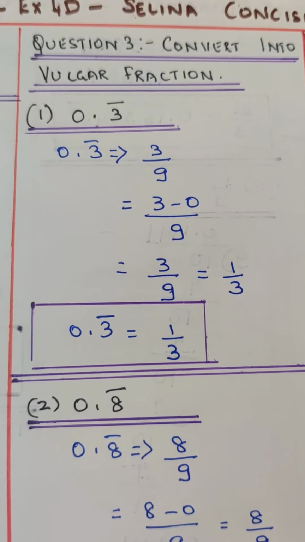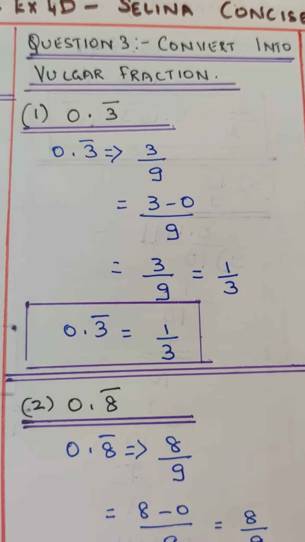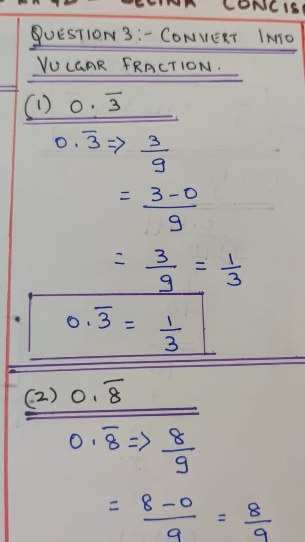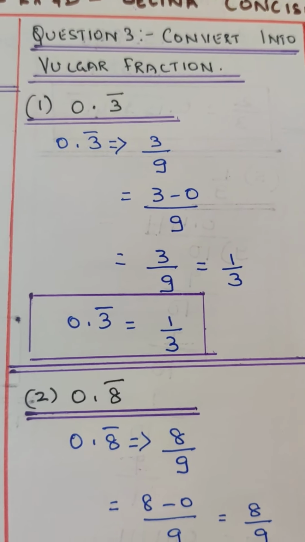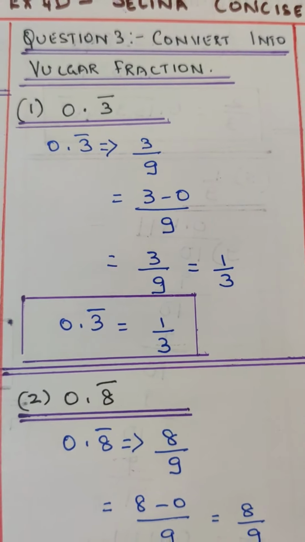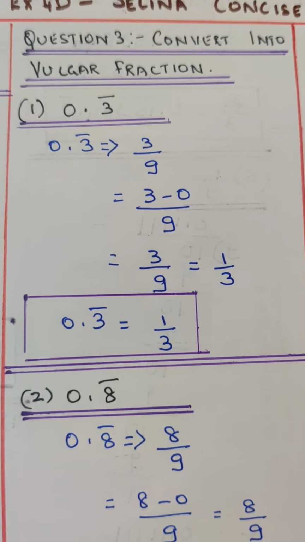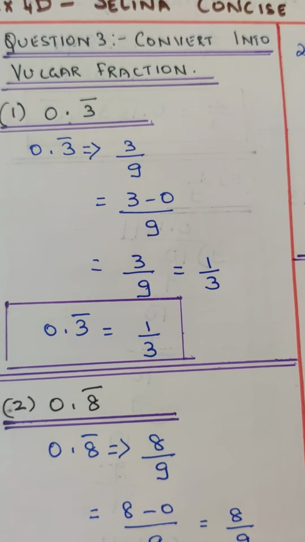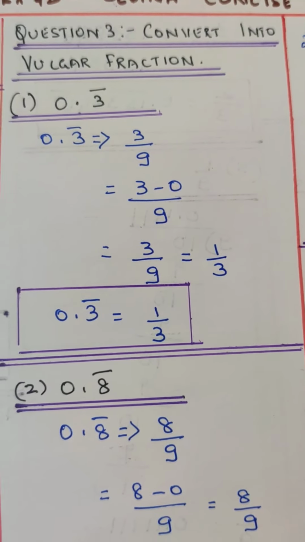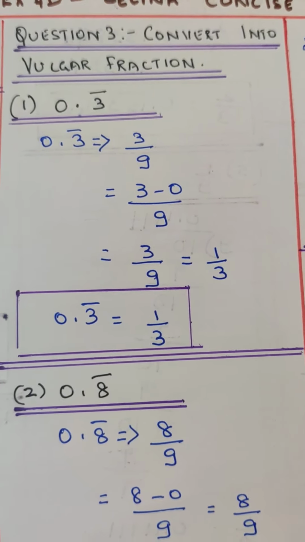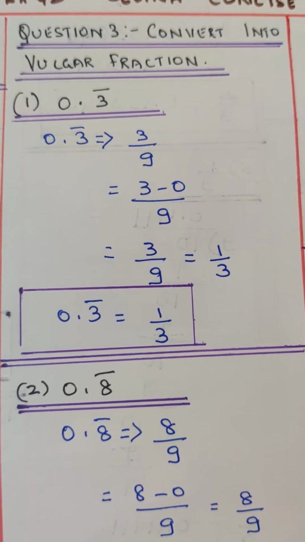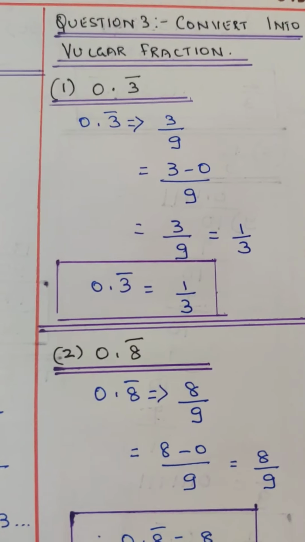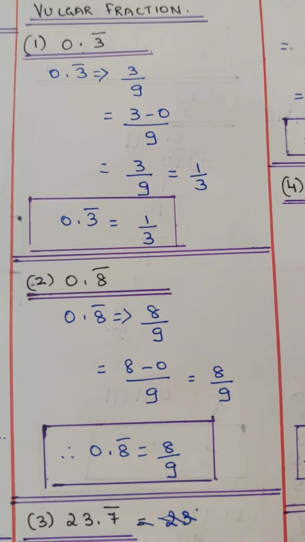Again guys, 0.3 bar. How many digits has the bar sign? It's just 1. So you just put 9 ones in the denominator. So it becomes 3 by 9. That is equal to 3 minus 0. Why 0? Because before the point it is 0. So 3 minus 0 by 9, that is equal to 3 by 9. That is equal to 1 by 3. Therefore 0.3 bar is equal to 1 by 3. Hope this is clear. Next, 0.8 bar.